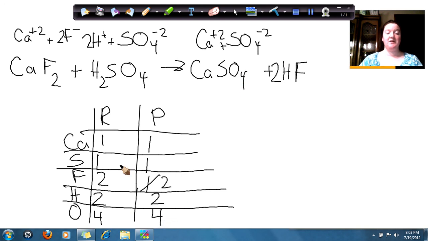So now we have it balanced with 1 calcium fluoride plus 1 sulfuric acid going to 1 calcium sulfate plus 2 hydrogen fluoride. And that is the answer.